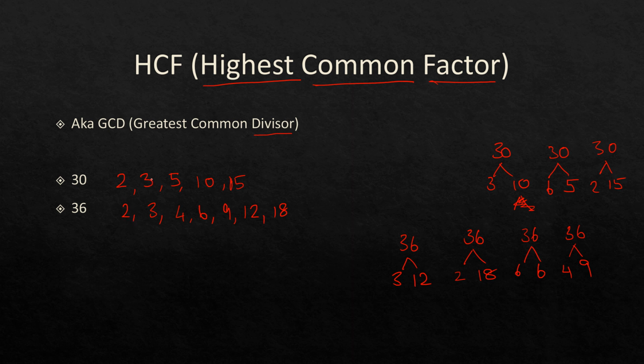2 and 2 are common. 3 and 3 are common. But 6 is also here, because 6 times 5 is 30. I think I missed out 6 earlier. 6 is here. So 2 is common, but that's not the highest. 3 is also common. Is there any other number that is common here? 6 is common. After 6, we don't have anything that is common here. So 6 and 6, this is the highest common factor. Do not worry, we will really find out how. This is just for understanding purposes, so you know why we call that the highest common factor. Later we will see how to actually find the HCF.